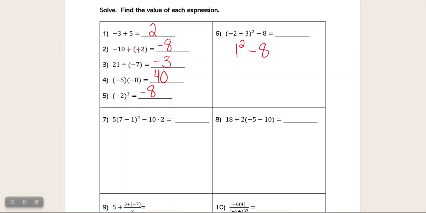Remember, we like to work vertically down our paper so that we don't miss any pieces or lose anything. 1 squared is 1, so we have 1 minus 8. We can change that to adding a negative. So 1 plus -8 is -7.